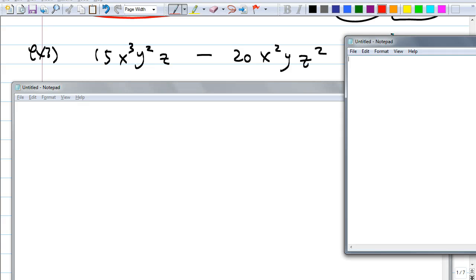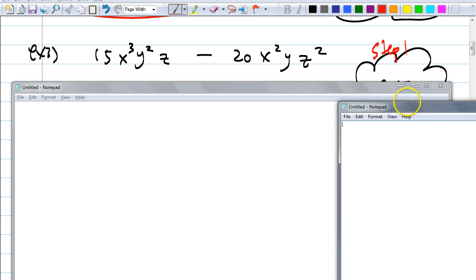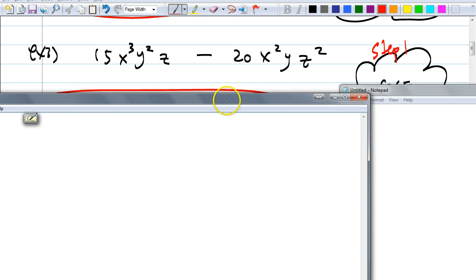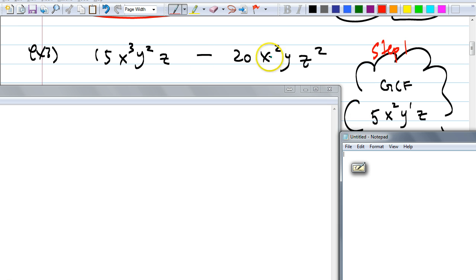Okay, Viviana, can you tell me what my GCF is? 5xyz. How many people think that that's your GCF? Do you agree with Viviana? Is it 5x squared yz? How many people agree with 5x squared yz? I think that's correct. Good. Because remember, we choose the smallest exponent of the common factor. For x, this is x to the third, x squared, so you choose x squared.